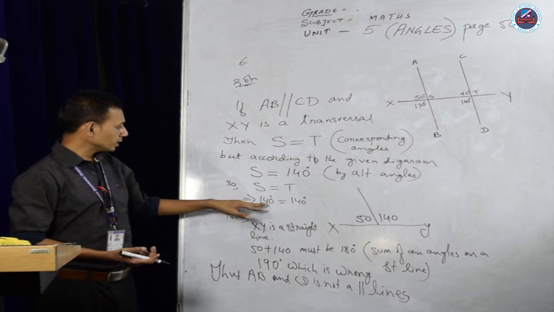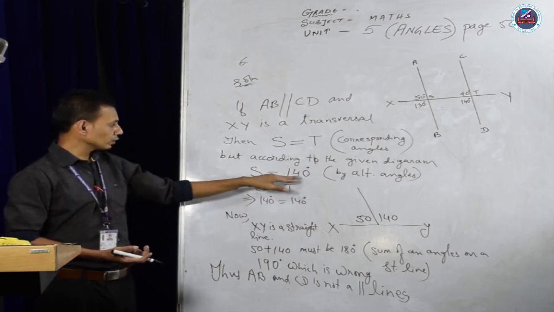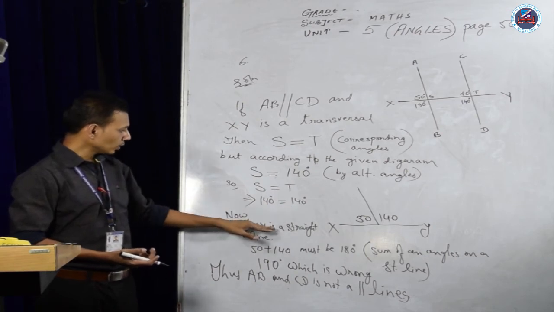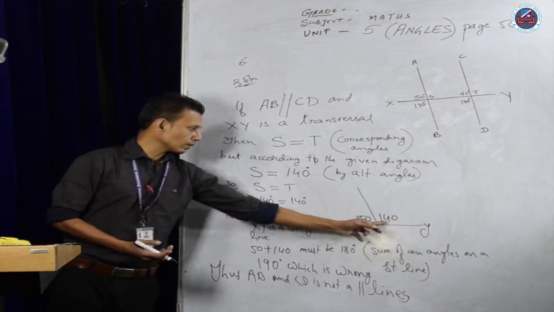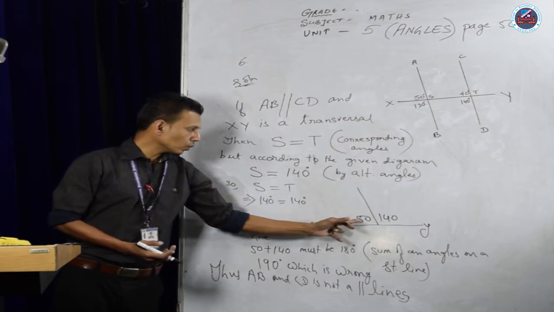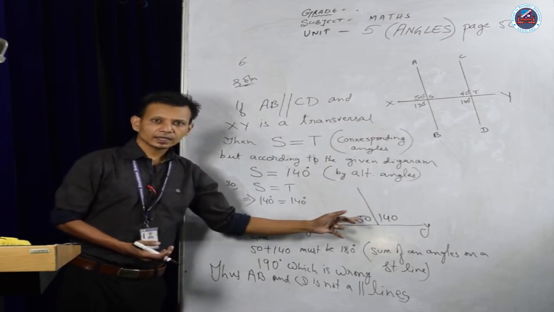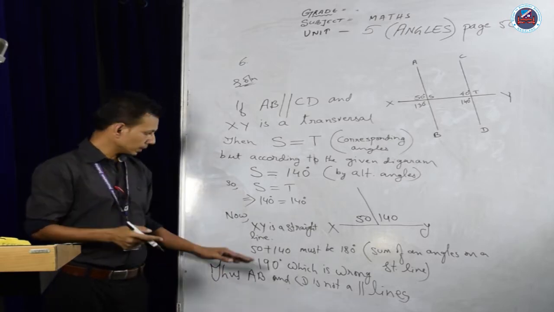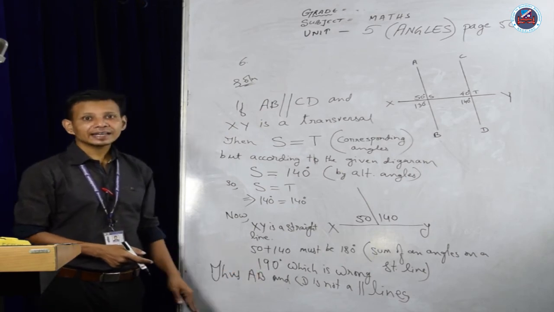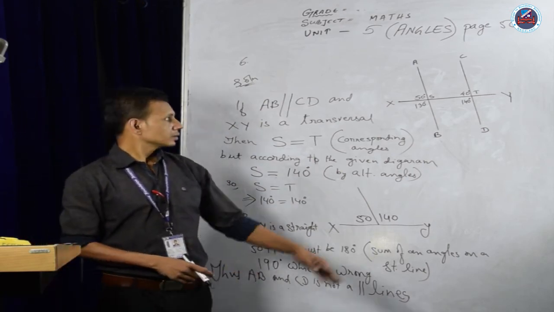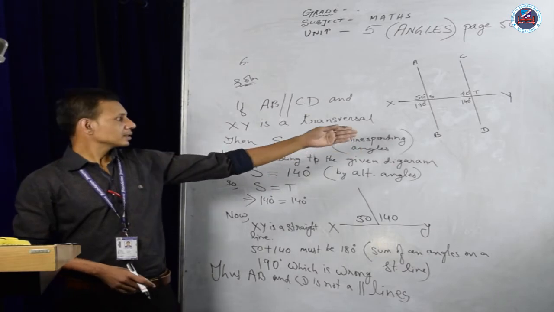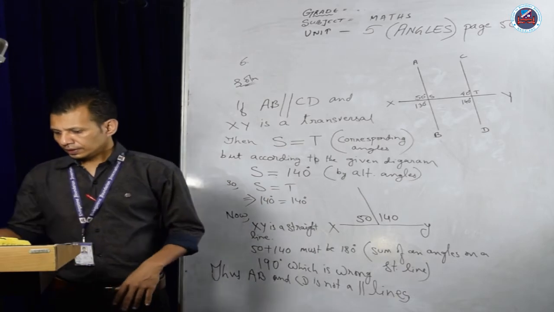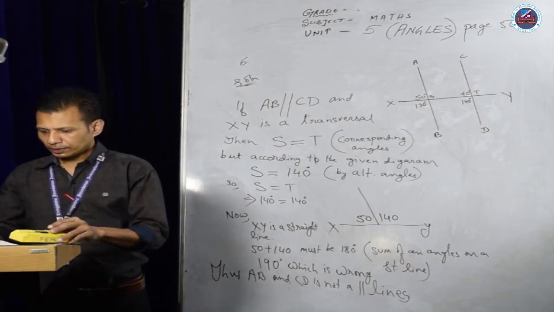Now S equals T means 140 equals 140, because S is 140 means T is also 140. When S is 140, what happened? XY is a straight line, yes? S is 140 from here, and this is 50. When you add up these two angles, you have to get 180, because it is a straight line. But when you work out, you got 190, which is wrong. And AB and CD cannot be parallel. That's it.